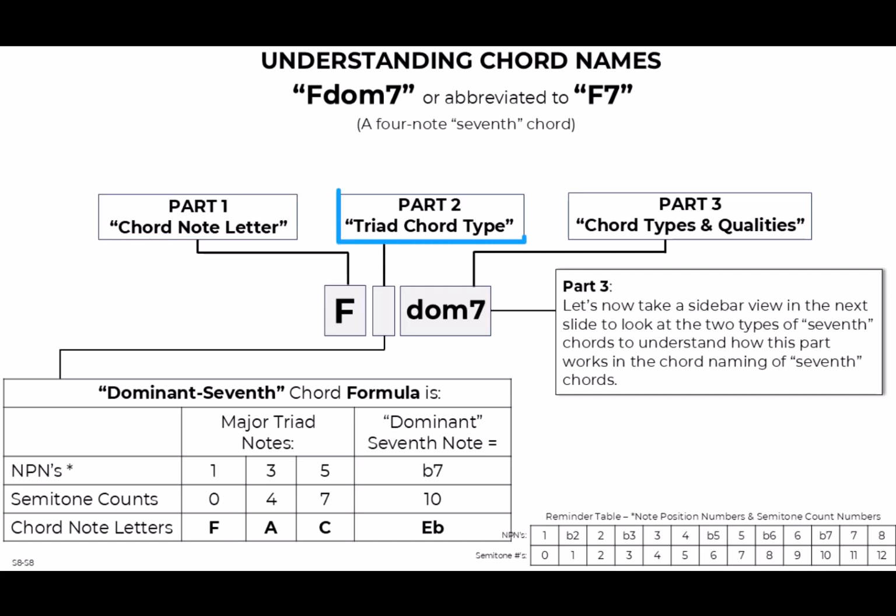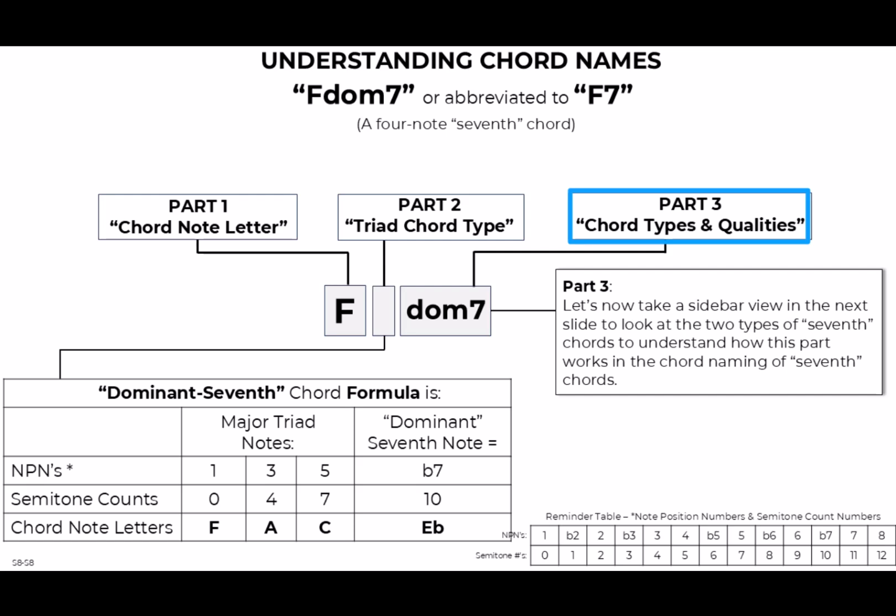In Part 2, since there is no letter abbreviation provided immediately to the right, we can assume it to be a major triad chord type, which by now you should know to be note position numbers 1, 3, and 5, or semitone count numbers 0, 4, 7, as seen in the lower left table. Now in part 3, we're entering the world of 4-note seventh chords. This is where we will see chord type or note quality information being added to the first 3 triad chord type formula notes, and where naming confusion can begin.